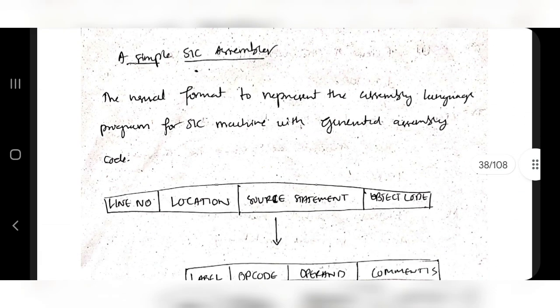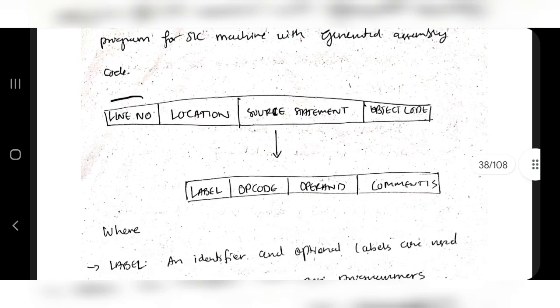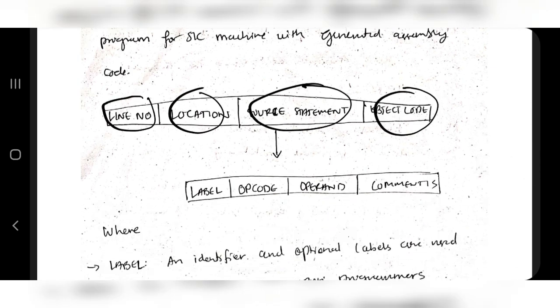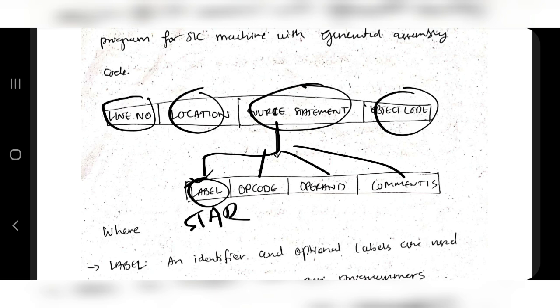Okay, so a simple SIC assembler program looks as follows. The usual format is first the line number, then the location where it's present, the source statement and the object code. In the source statement, we'll have the label, operation code, operand, as well as the comments. The label will denote the name, in case the user is not able to remember the address, so that will be specified as a starting location. And for other purposes also, labels are used just as a reference point.